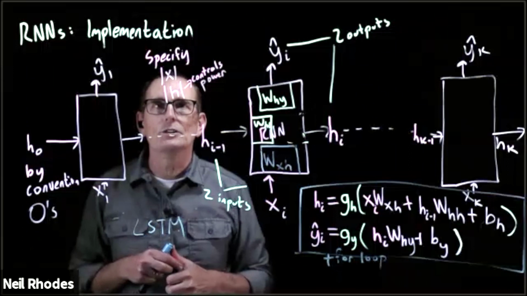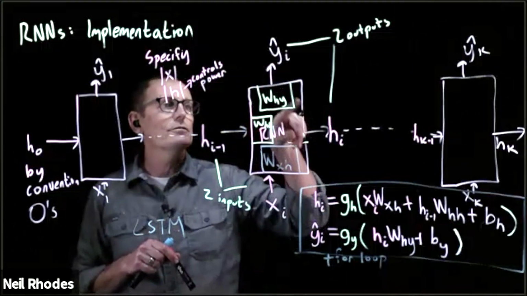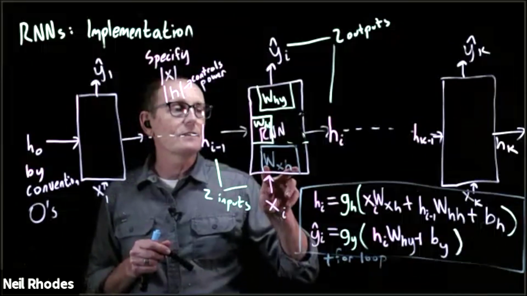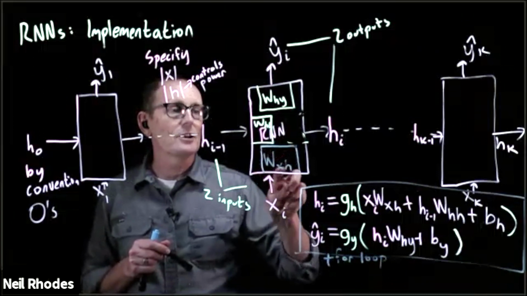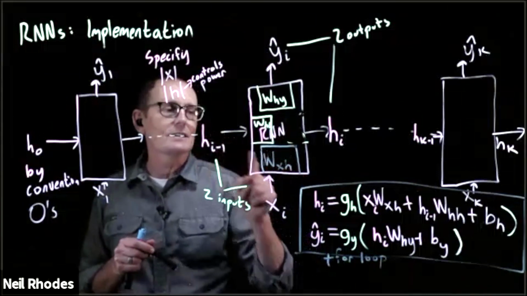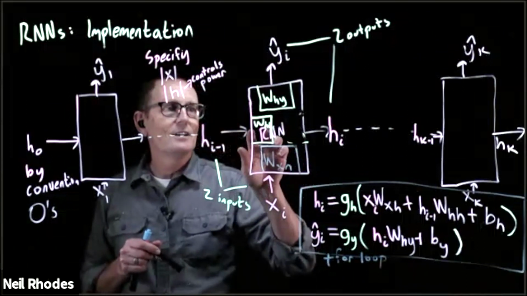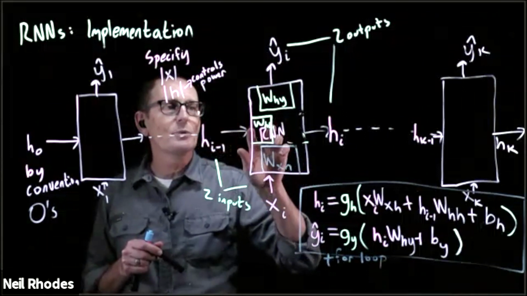What else do you specify? Maybe you can specify the size of your weight matrices. Okay, so if you specify the size of X and the size of H, that determines the size of this weight matrix, right? Because the size of X tells you how many rows there are, and the size of H tells how many columns there are. If you specify the size of H, that tells you how big this matrix is.